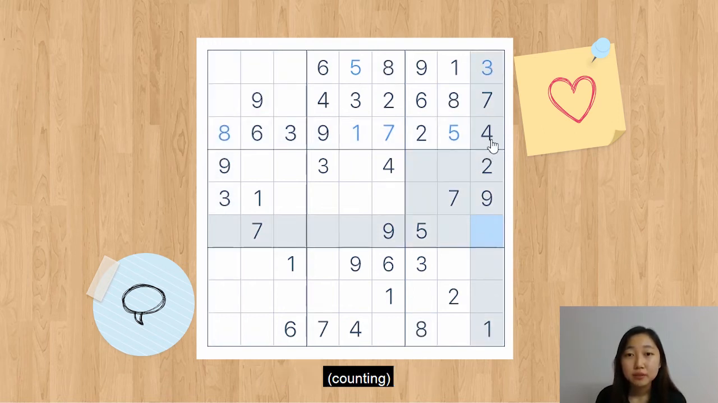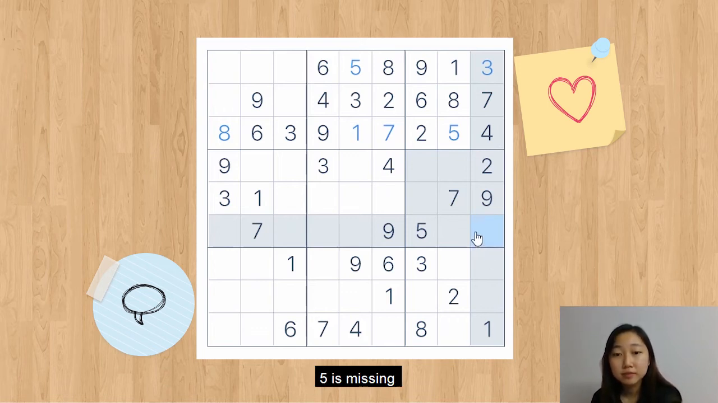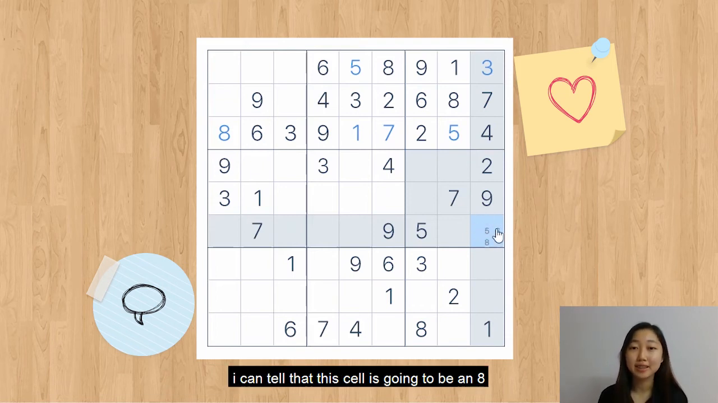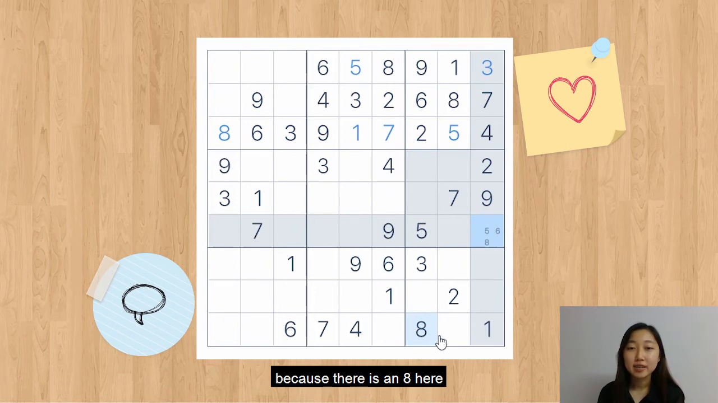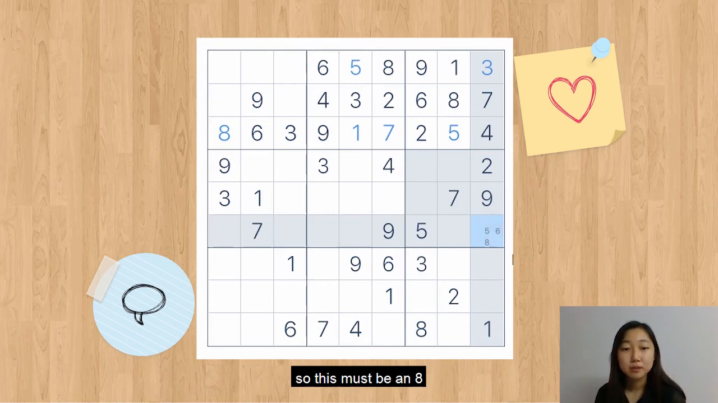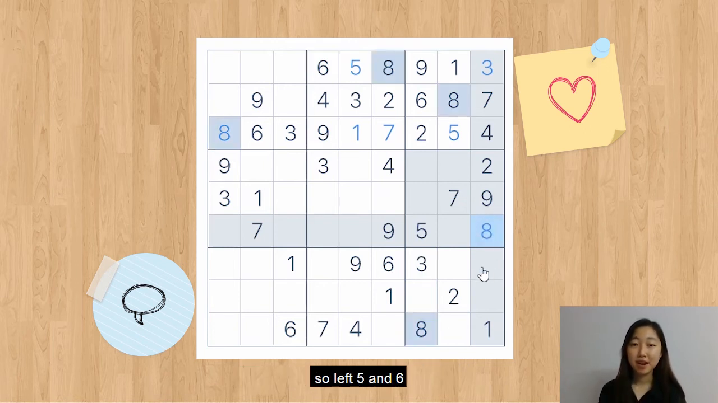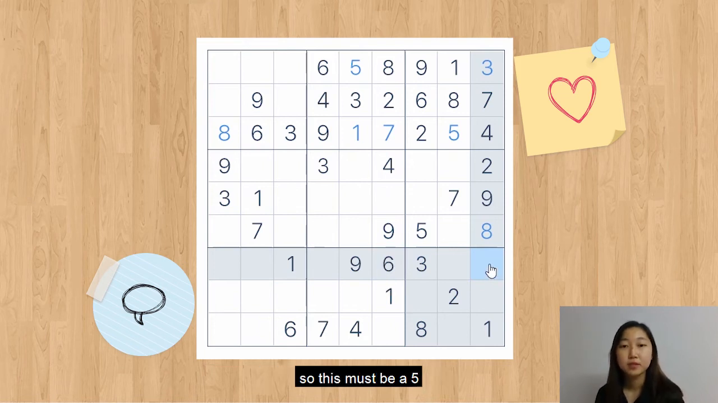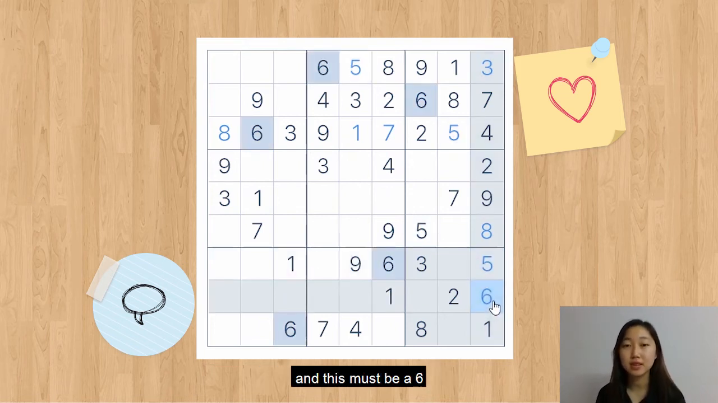1, 2, 3, 4, 5 is missing. 6 is missing. 7, 8 is missing. So 5, 6, 8. I can tell that this cell is going to be an 8. Why? Because there's an 8 here. There cannot be a number repeating in a single block. So this must be an 8. So left 5 and 6. Is this going to be a 5 or 6? It can't be a 6 because there is a 6 in this row. So this must be a 5 and this must be a 6. Now we have completed this row.